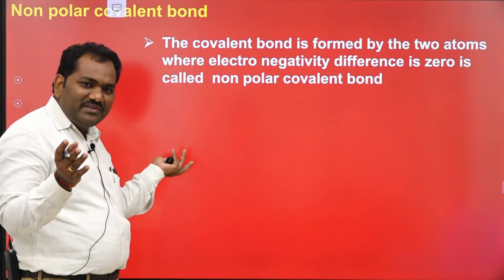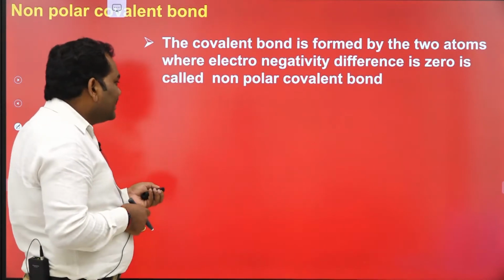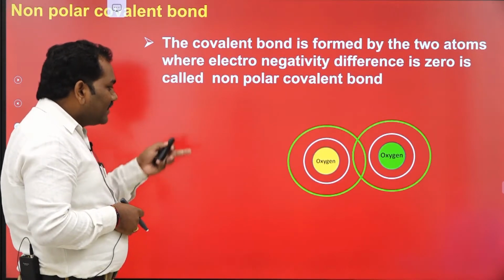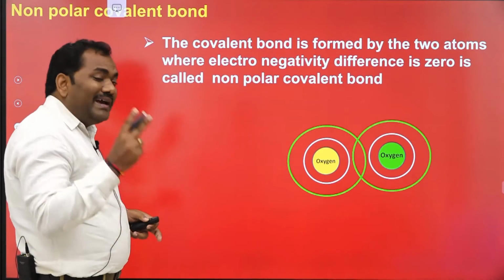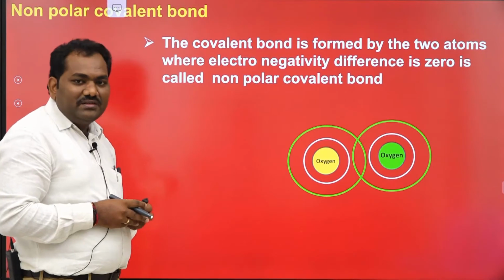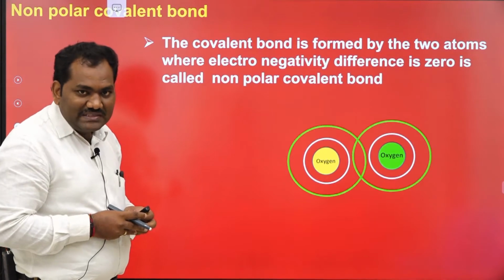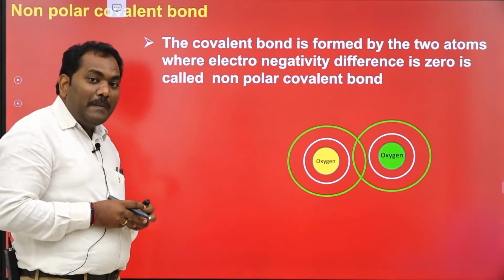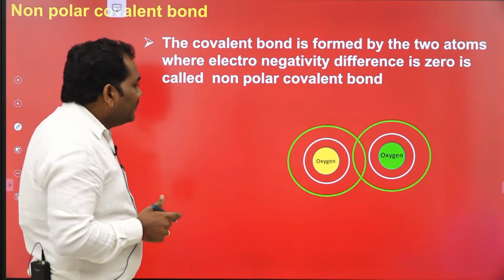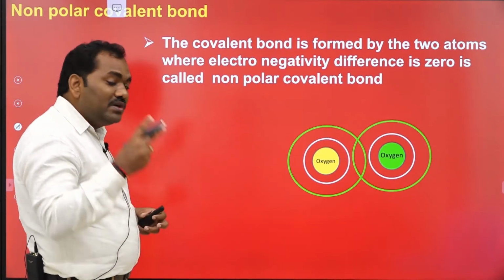The electronegativity difference between oxygen and oxygen is 0. Both oxygens have the same electronegativity. The best example is oxygen combined with another oxygen. Here, as I already said, two electron pairs are mutually shared between the two oxygen atoms. Due to this, both oxygens attain noble gas configuration by sharing two pairs of electrons, and the O2 molecule attains stability.